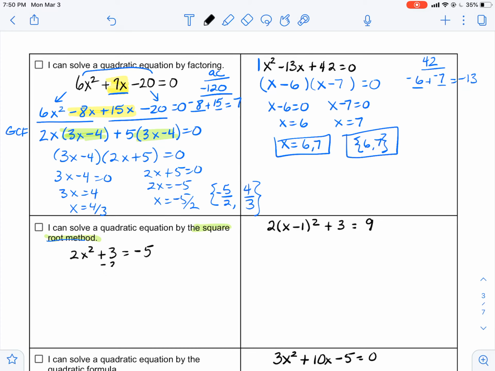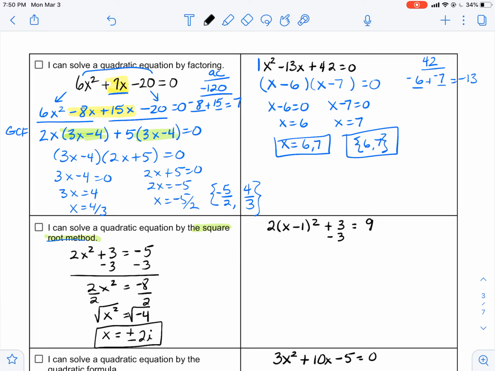So in this case, I'm going to subtract 3. 2x squared equals negative 8. Divide by 2. x squared equals negative 4. I'm going to square root, and if I'm solving, I do have to complete this out. So x equals plus or minus the square root of negative 4, which is 2i. That would be my answer. So you can get imaginary numbers here. It is also possible that you might have to do some rationalizing. So any of that stuff could occur.